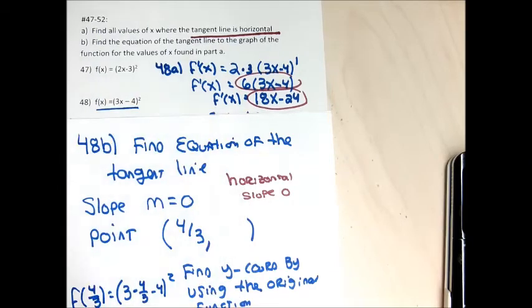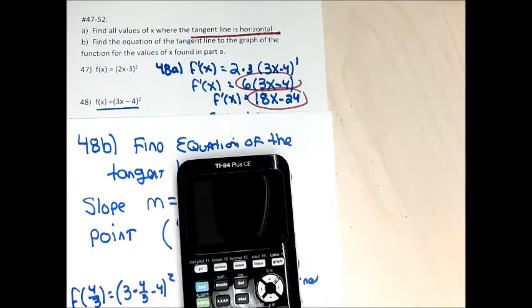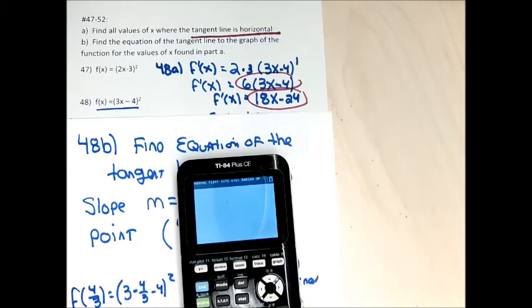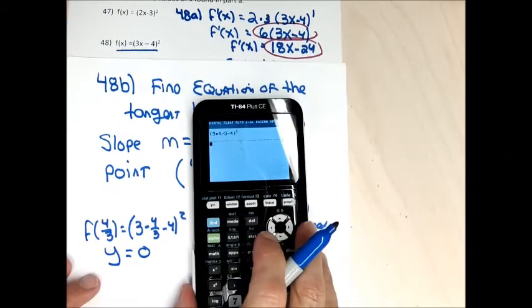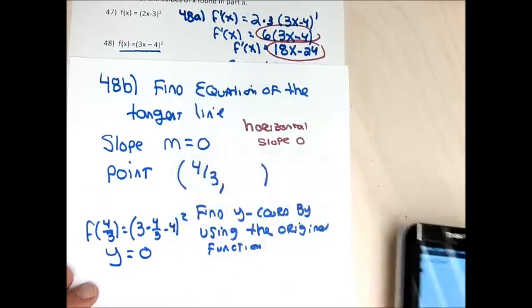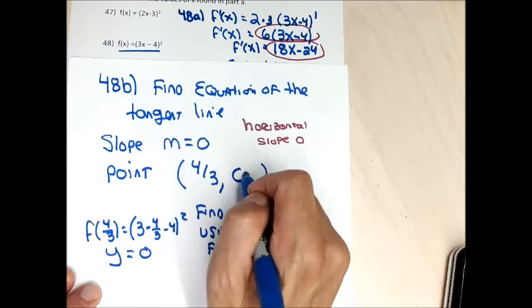It comes out to 0. Let me try that. So do this. Parentheses, 3 times 4 divided by 3 minus 4 parentheses squared, which is 0. So this is going to be the y coordinate of the point. I don't think it's always going to be 0, but in this case it's 0. So the y coordinate of the point is 0.